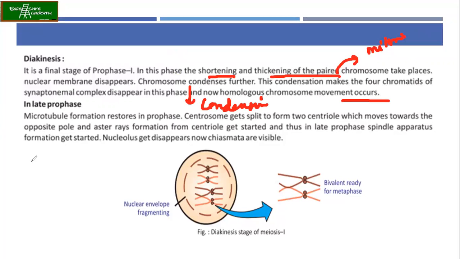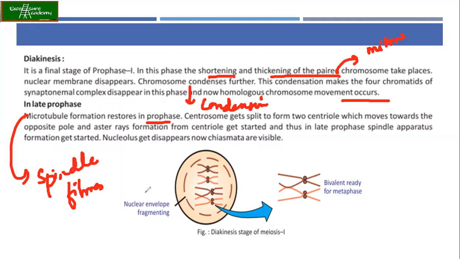Okay. Now in the late prophase, microtubule formation restarts. Microtubule formation means they are talking about the spindle fibers, which will go and bind to the kinetochores of the chromosomes. The centrosome gets split to form 2 centrioles, which move towards the opposite poles, and aster formation from the centrosome gets started. And thus, in the late prophase, spindle apparatus formation gets started. Now, why the spindle apparatus? Because it is going to bind to the kinetochores of the chromosomes so that they can easily push the chromosomes in the opposite direction.